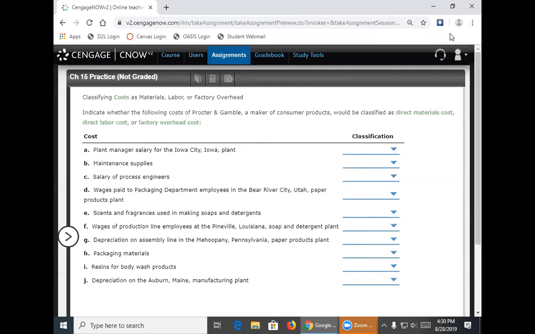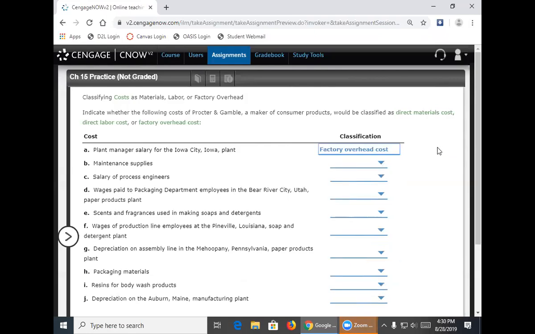So this first one is really just going through and classifying, well, is it direct materials, direct labor, or factory overhead? So what about if they said the plant manager salary? Oh, I guess we should read. This was for Procter & Gamble, a maker of consumer products. So what kind of cost is plant manager salary? Overhead, good. So plant manager salary is tied to the product, so it is a product cost, but it's an overhead cost because we can't really determine how much of their salary is put into each piece that we make, right? What about maintenance supplies?